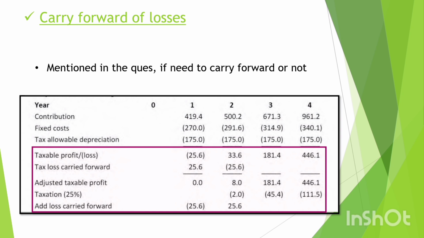The major challenge comes when doing the calculation for this particular scenario. I have attached screenshots here for your reference. As you can see, the first year is 25.6, so they have carried it forward. In the first year we will have zero taxation, but the loss remains the same, and in the same way they have calculated the tax and shown the final profit or loss. So please pay more attention while calculating this carry forward of losses.